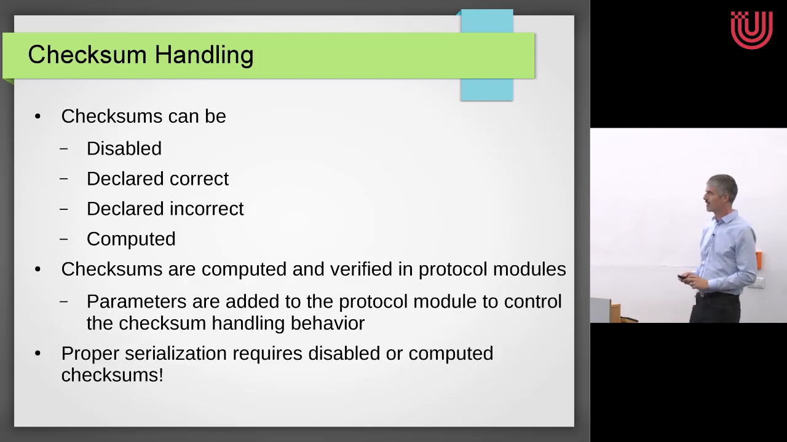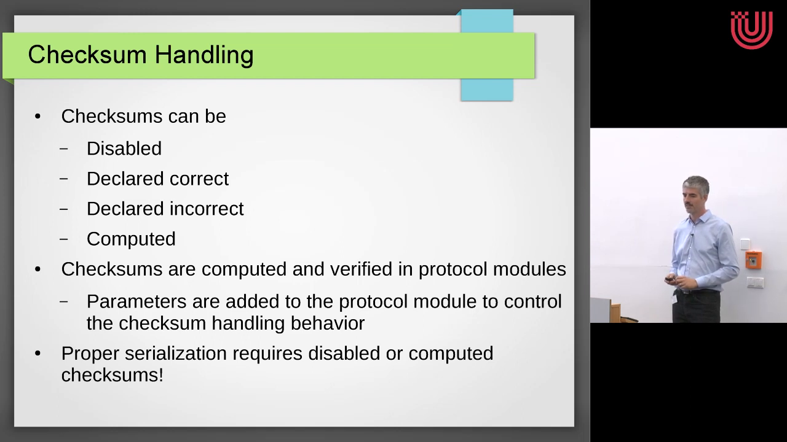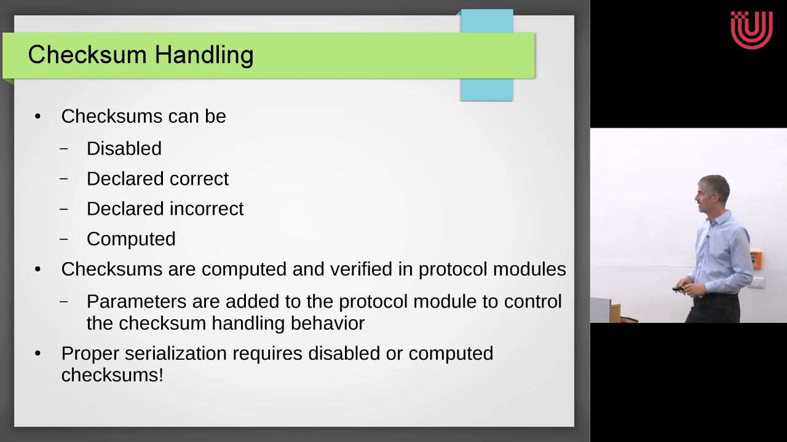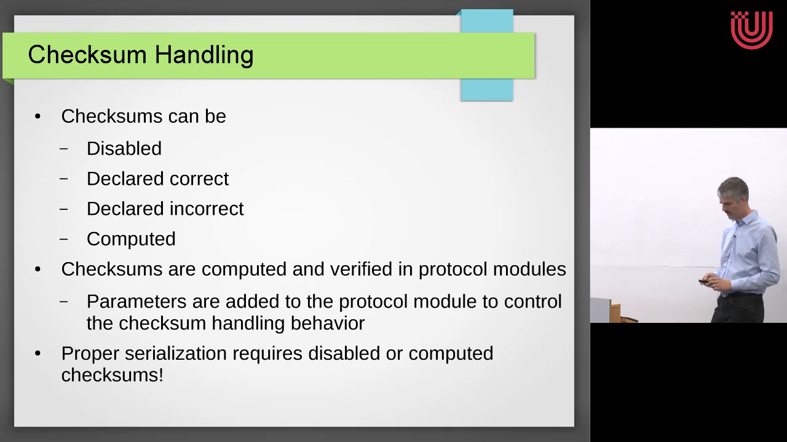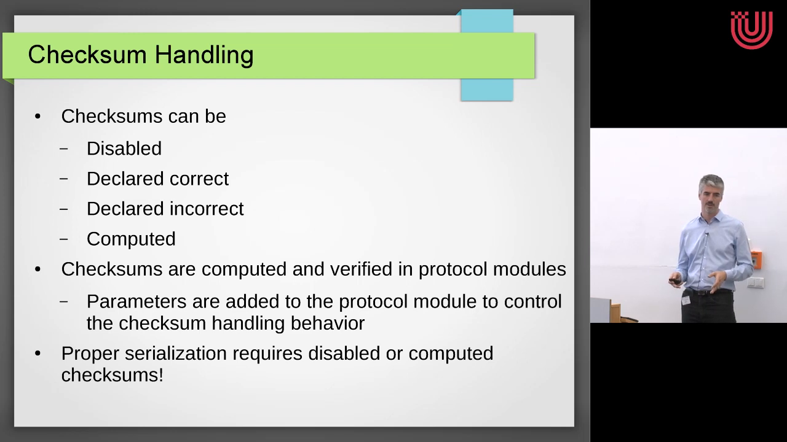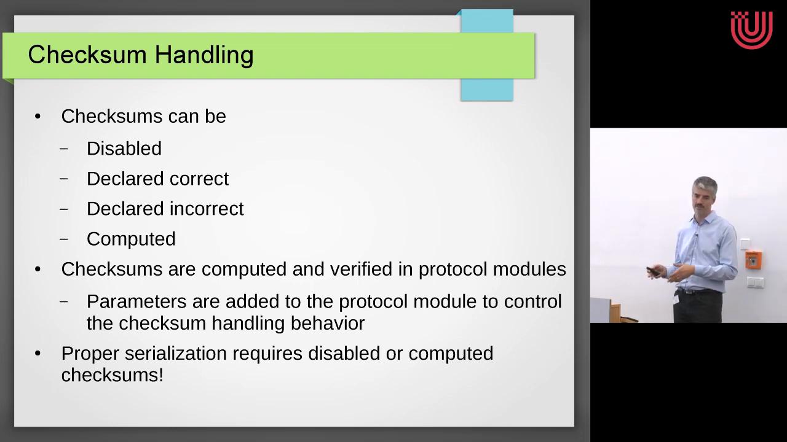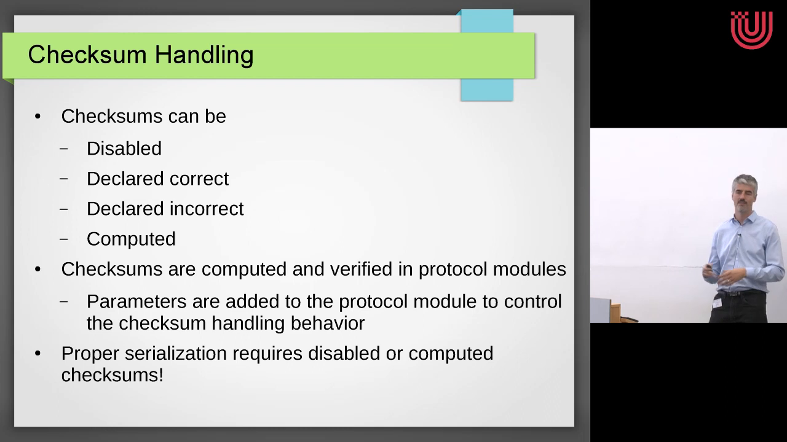That's another slide, about checksum handling. I was really irritated that a lot of INET serializers contained protocol logic. So we moved it to the protocol components instead, and we came up with this generic idea that checksums are either disabled, declared correct, declared incorrect, or computed. And we better have some parameters in the protocol module so that you can control as a user whether you want the checksums to be computed or not, because, for example, if they are not computed, then they can't have bit errors or whatever. So you get what I mean.